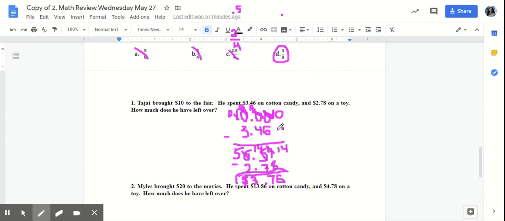First, we subtracted $3.46 from $10. We got $6.54. Then we subtracted $2.78 from that. And our final answer is $3.76 is what Tajai had left over.